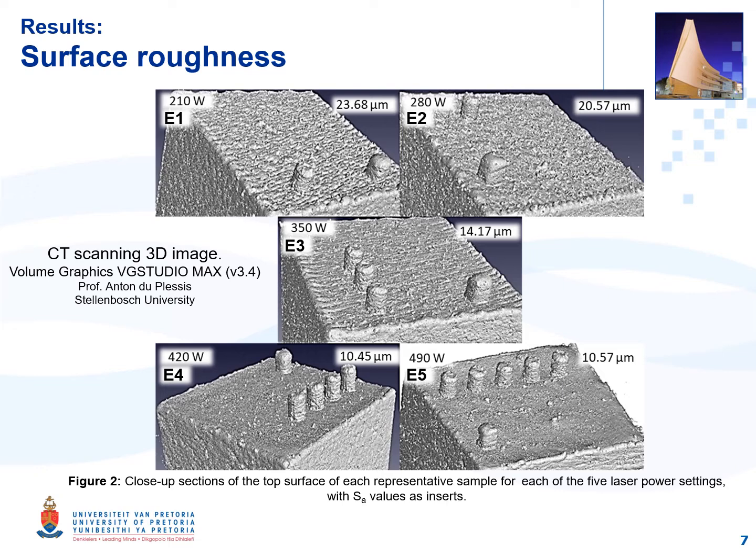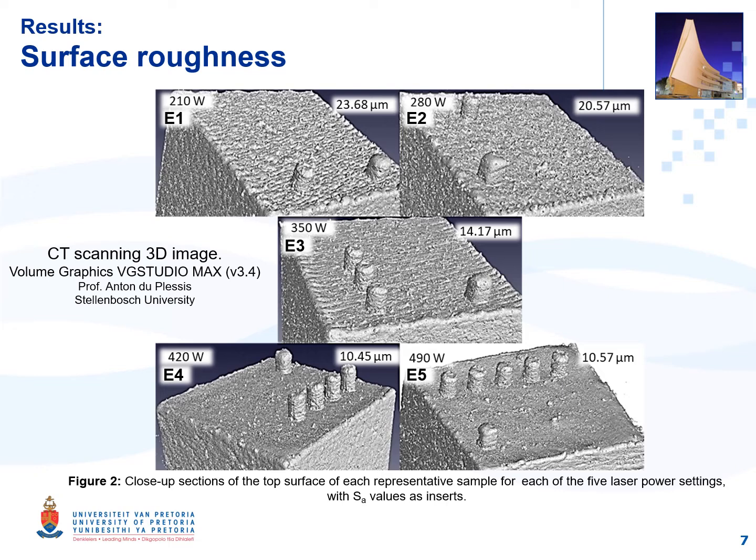The average surface roughness per laser power is shown as a text insert above each image. The surface roughness decreased from 23.7 micrometers at the lowest laser power to 10.6 micrometers at the highest laser power. The first two top surfaces are seen to have a much higher surface roughness than the last two, which corresponds to lower and higher laser power respectively. The values themselves were obtained using optical microscopy with an Olympus DSX 510.